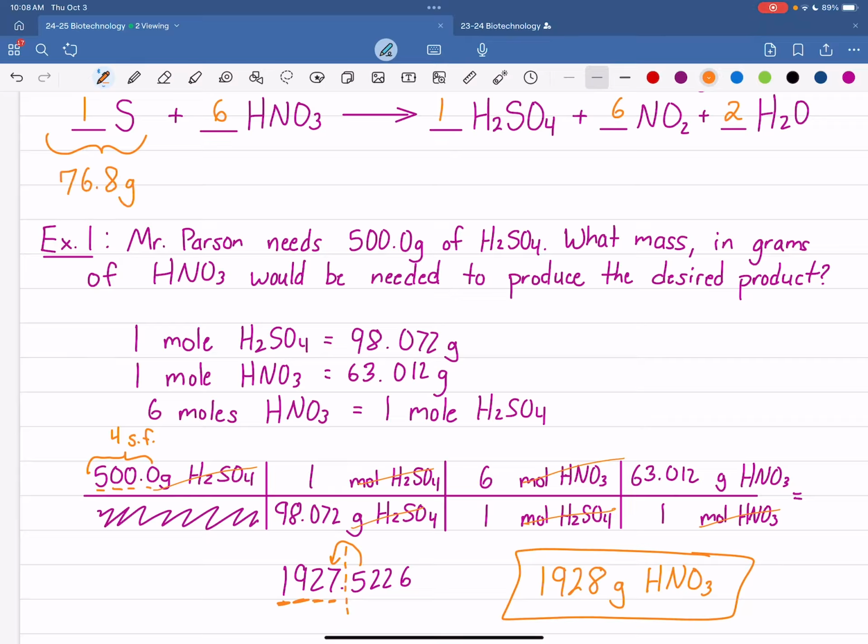I happen to put all of the sulfur that I have on hand onto the balance, and its mass is 76.8 grams. And maybe this time I don't care about the sulfuric acid. Maybe I'm actually looking to produce the nitrogen dioxide on the other side. So this will be our next example, example number 2.